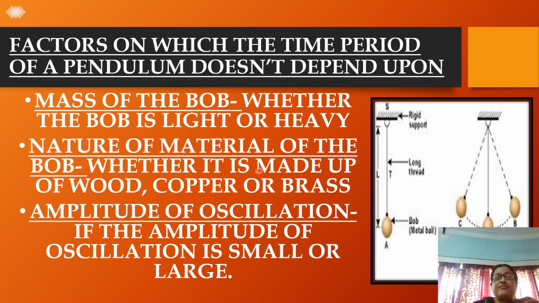Next, the nature of material of the bob. Whether the bob is made of wood, copper or brass, the time period of the pendulum doesn't depend on that. And third is amplitude of oscillation. Whether the amplitude of oscillation is small or large, the time period of the pendulum is not dependent on that factor. So again, the factors on which the time period of a pendulum doesn't depend are the mass of the bob, the nature of material of the bob, and the amplitude of oscillation of that particular pendulum.